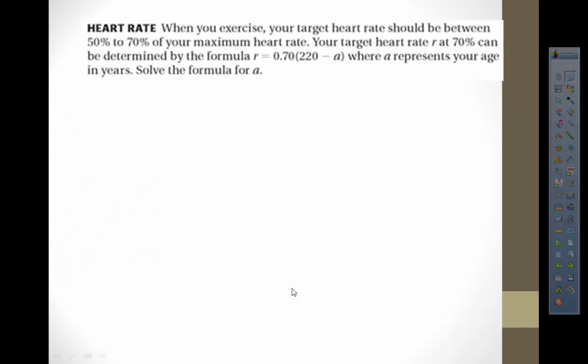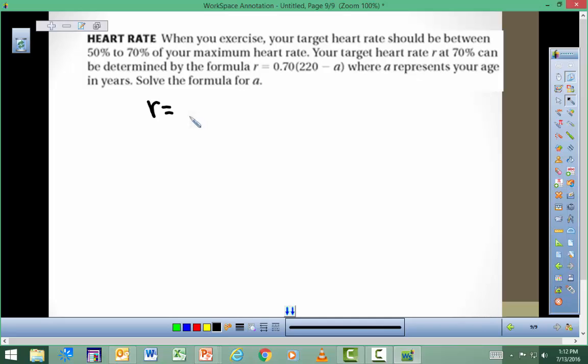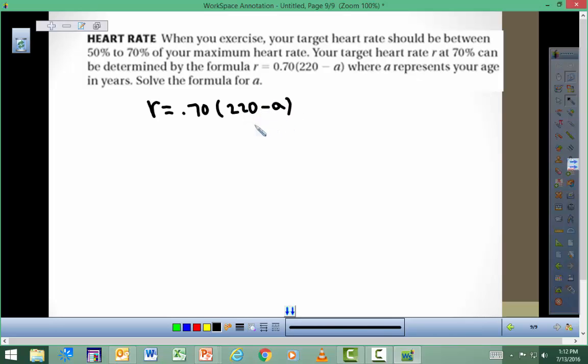Alright, so here's one last problem. We're asked to solve this formula for A. So what I have is R is equal to 0.70 times (220 minus A). Well, what does this formula involve anyways? It says when you exercise, your target heart rate should be between 50% and 70% of your maximum heart rate. Okay, so you don't want to overdo yourself. So your target heart rate R at 70% can be determined by this, where A is represented by your age. So in other words, I could figure out what my heart rate should be if I'm 29. Well, I'm not quite 29, but so what we're going to do is solve this equation for A.